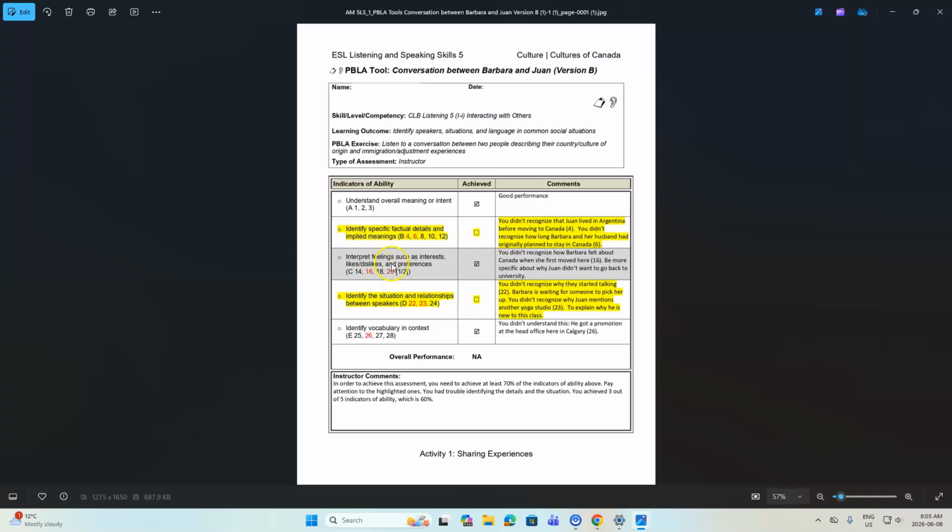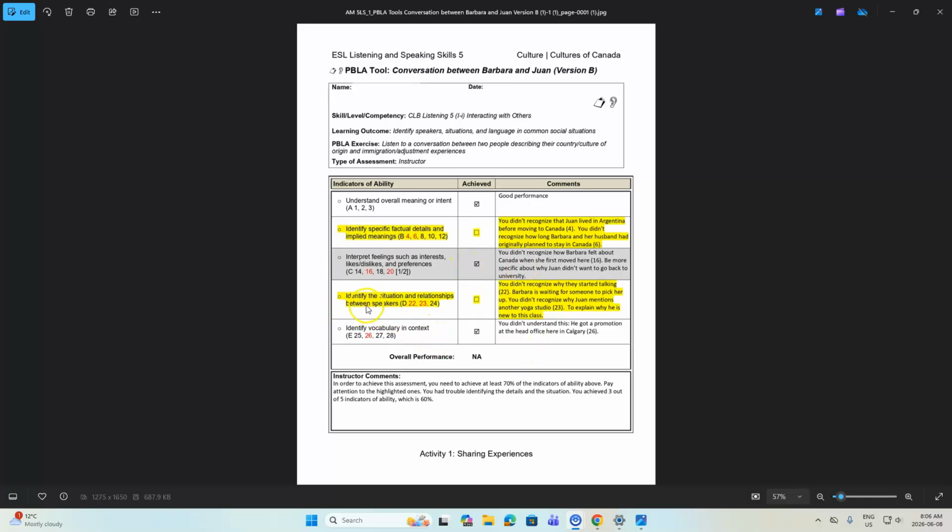Next, interpreting feelings. So there are 1, 2, 3, 4 questions. Now, it is possible to get half a mark here. So this person got half a mark because they answered the question correctly, but they did not explain the false statement correctly. But they still did enough to achieve this indicator.